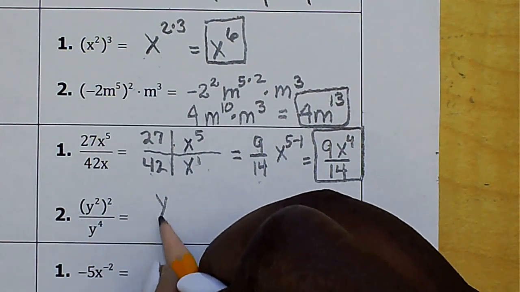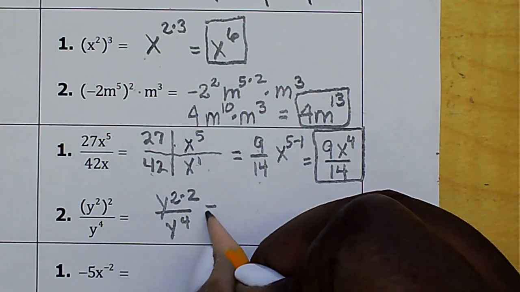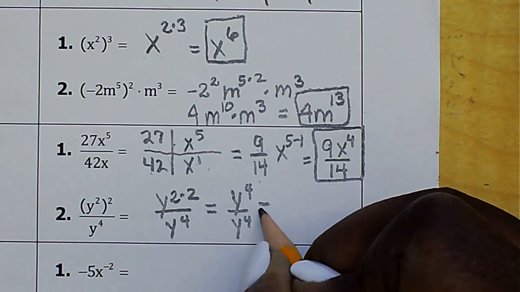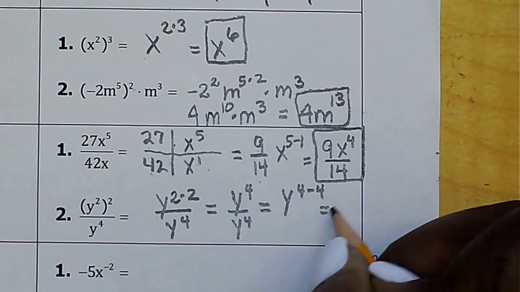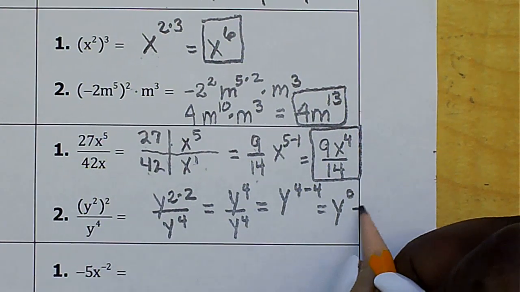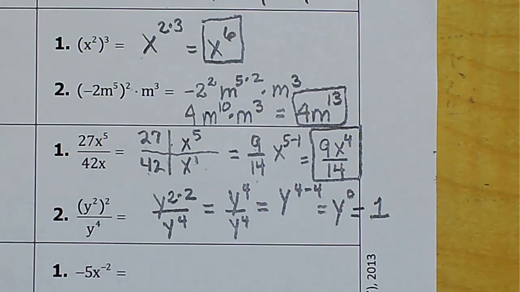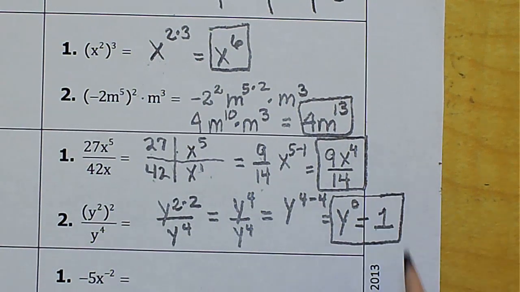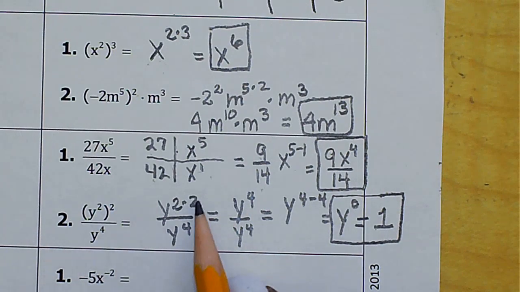Well, this is to the power. So this 2 times 2 over y to the 4. And this turns to y to the 4 over y to the 4. So that's y to the 4 minus 4, which is y to the 0. Y to the 0 power is simply 1. So that's a new rule snuck in there. Anything to the 0 power is going to be 1. But notice that this was to the power, so that was 2 times 2, y over 4.